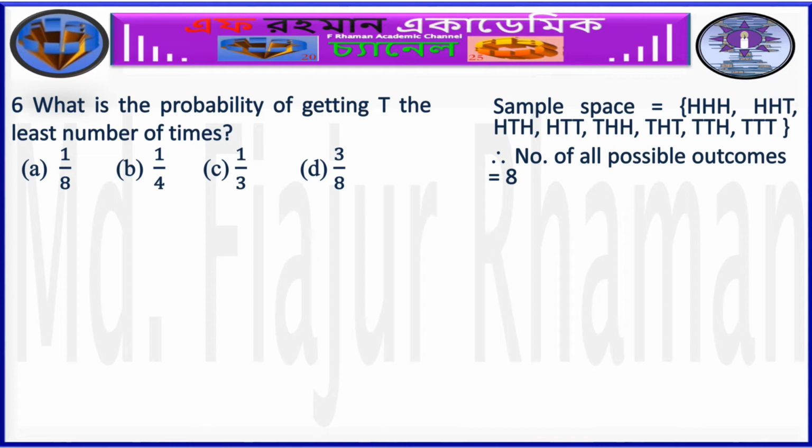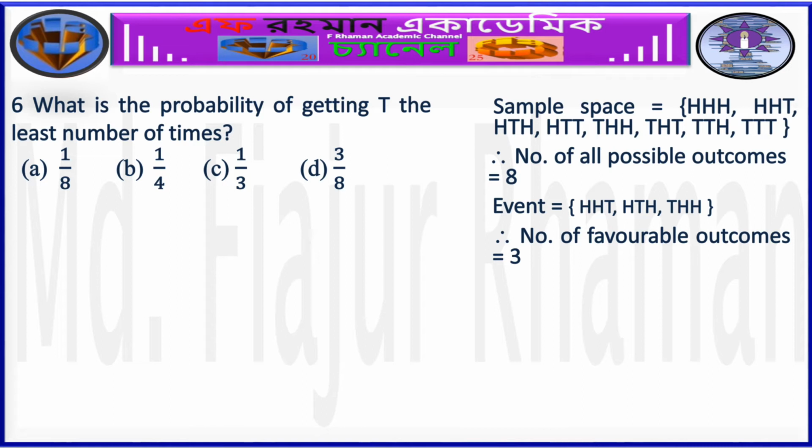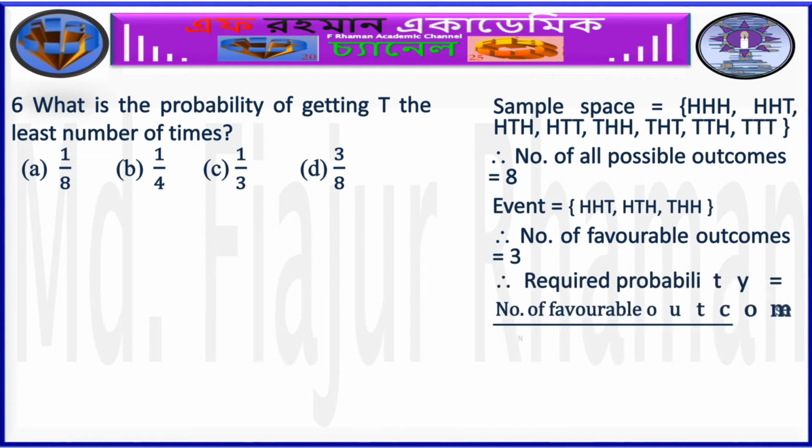The outcomes HHT, HTH, THH contain a single T. That's why the event is the set of HHT, HTH, THH. Therefore, the number of favorable outcomes is equal to 3. Therefore, the required probability is equal to the number of favorable outcomes by the number of all possible outcomes, which is equal to 3 by 8. So, our correct answer is option D.